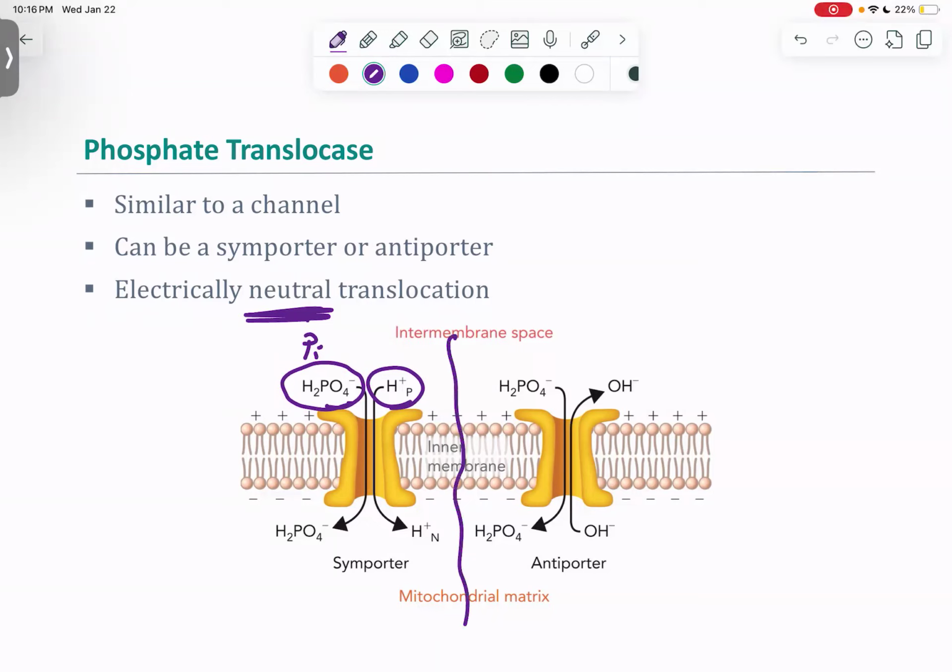The other way that this can happen is you can have an antiporter, where we need to bring in our inorganic phosphate. That's really important. And at the same time, we're going to ship out a hydroxide ion. And so if a negative comes in and a negative goes out, it's an antiporter, but it's an electrically neutral antiporter. So it's all good.